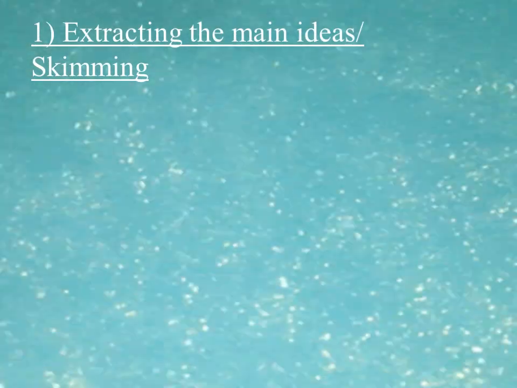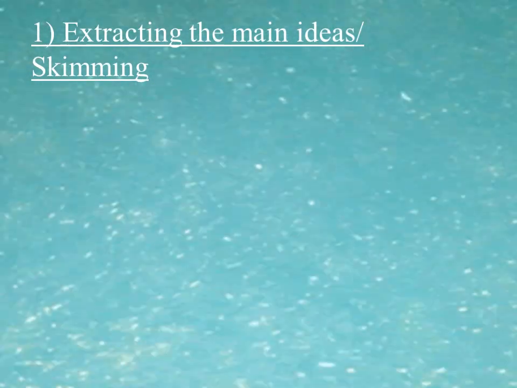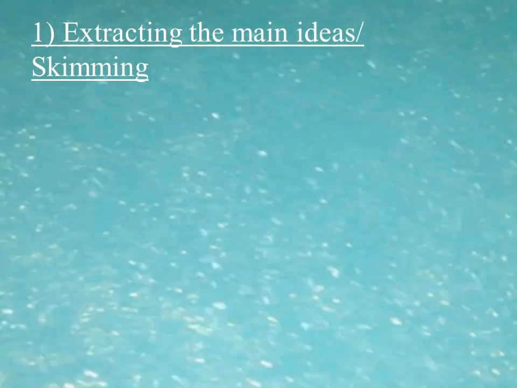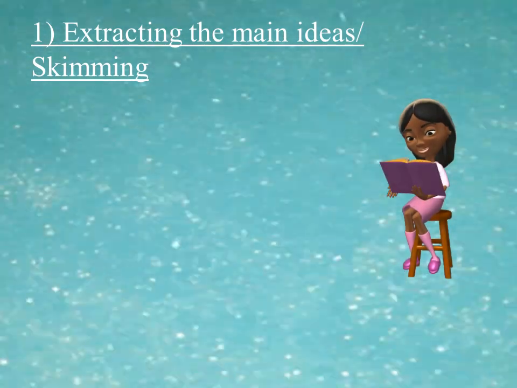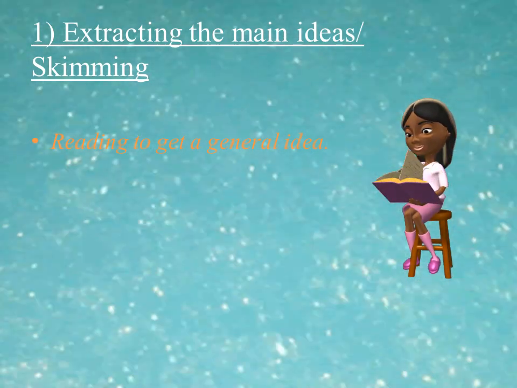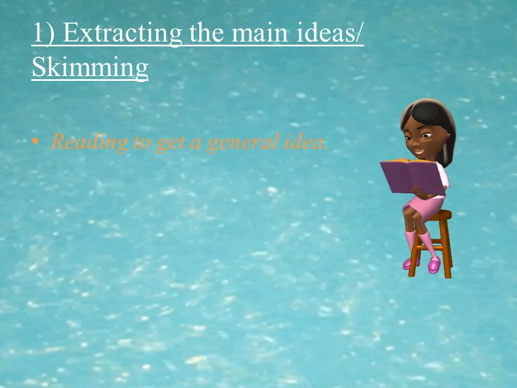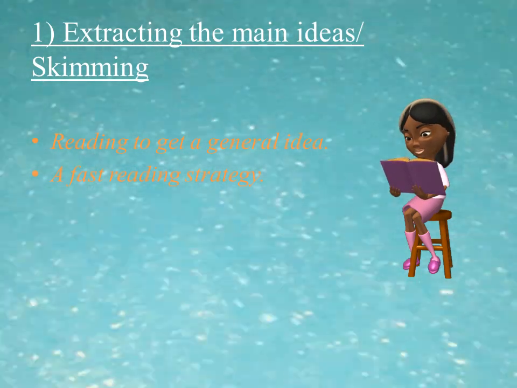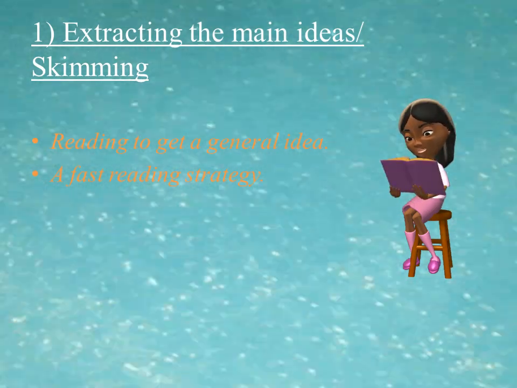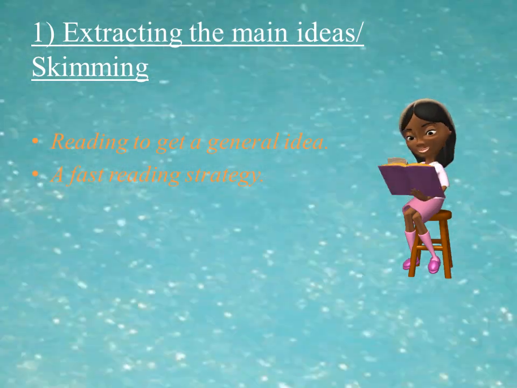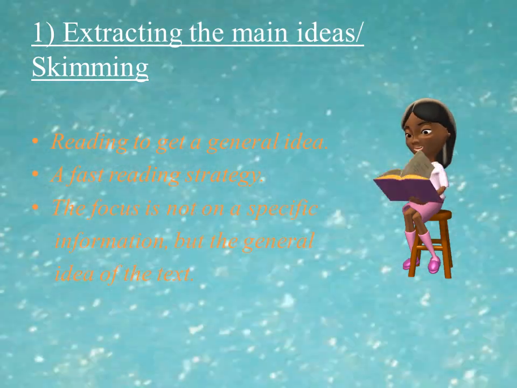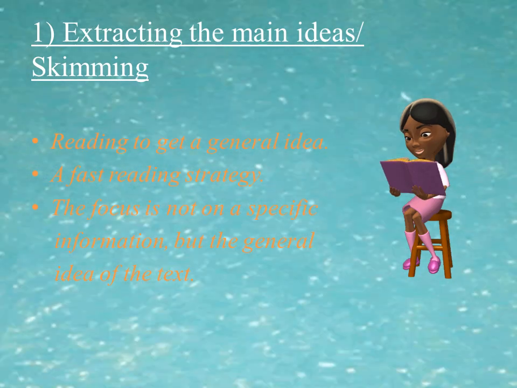The first soft skill of reading is extracting the main ideas, which is also known as skimming. This means getting a quick general idea of a large piece of reading material. Skimming is a fast reading strategy. It is a tool that can be used to read more in less time. The goal of skimming is not predetermined.